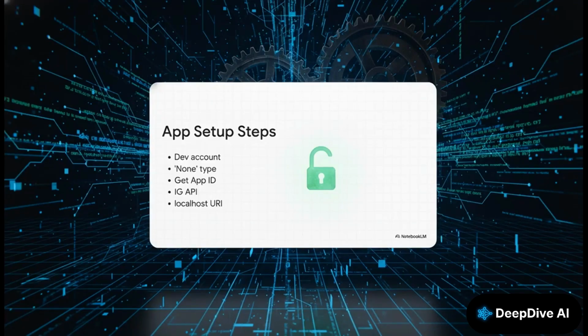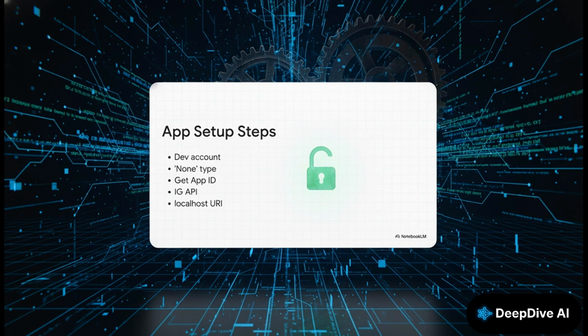Think of this app container like the physical storefront for your brand new automated customer service desk. To set it up, you first register a Meta developer account. Now, here's a crucial tip. When you create a new application, make sure you select None or Other as your app type. Why? Because that completely bypasses the immediate app review walls during your testing phase. It gives you the freedom to actually build.